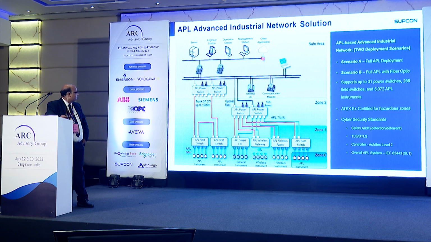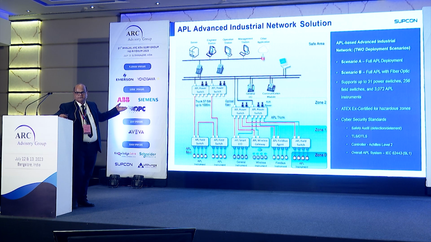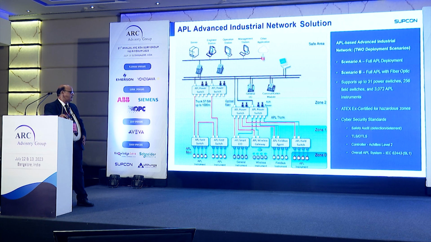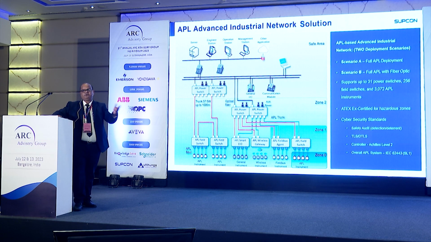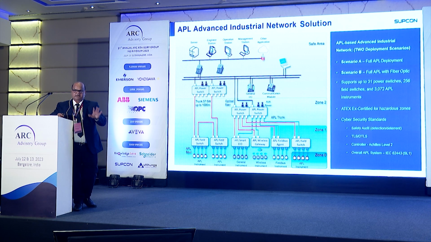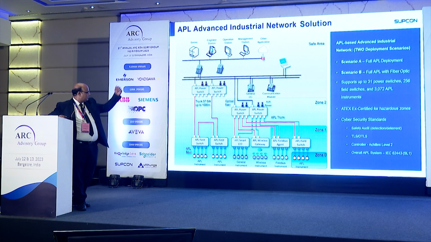In the second case, we are using the optical fiber. In our plant, we are using the optical fiber, then we are having the APL power switches, and then there is the APL smart EIO. In this APL smart EIO, you can connect all the instruments which are currently available in your plant. Second one is the APL wireless gateway, where you can connect the wireless instruments. Then you can connect the fieldbus instruments also directly through the APL power switch.